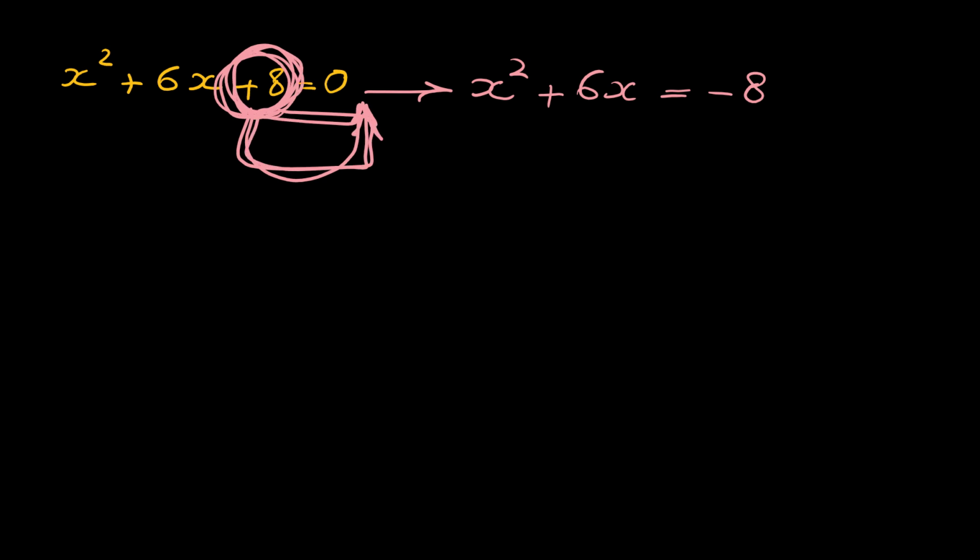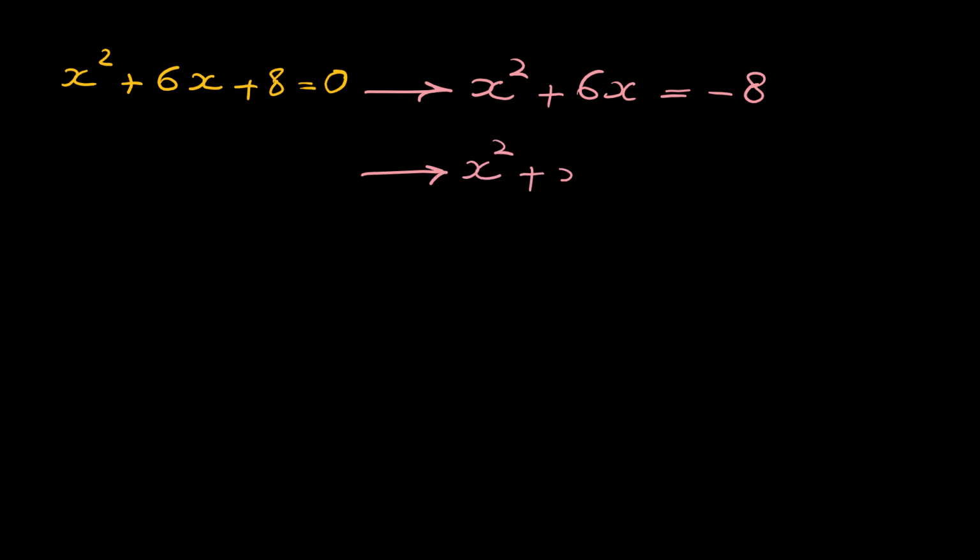As you know, when we move one term from one side of the equation to the other side, we have to change the sign of that term. So 8 goes to the other side and it becomes negative 8. Now, this is the most important step in solving quadratic equations with the completing the square method. Now, we have to add a number to both sides of this equation. But what is that number?